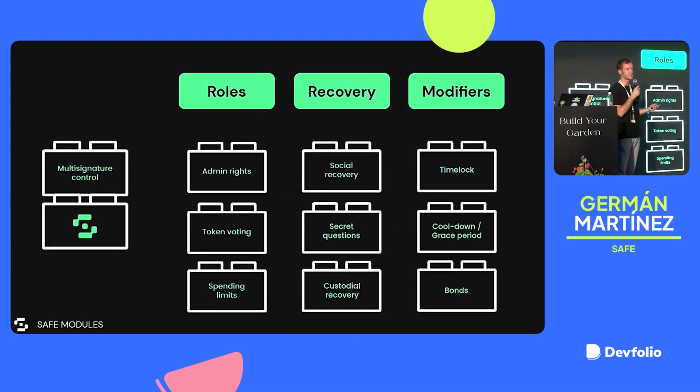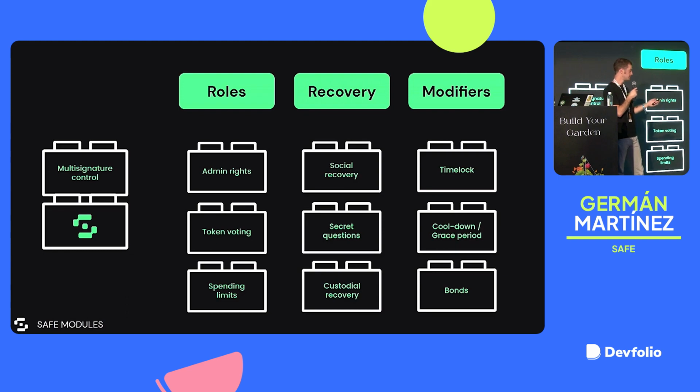And also modifiers. Modifiers are kind of modules that allow to be chained. So each of them adds some constraints. For example, adding time locks to the transactions, so you have a queue, establishing cooldown periods, or bonds where the people who confirm if a transaction can be executed or not have to deposit something, etc.